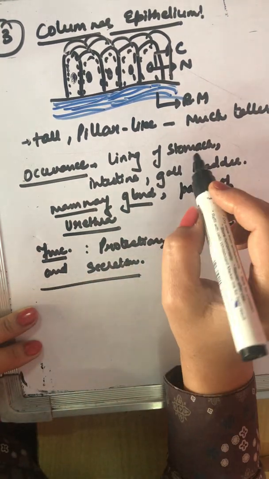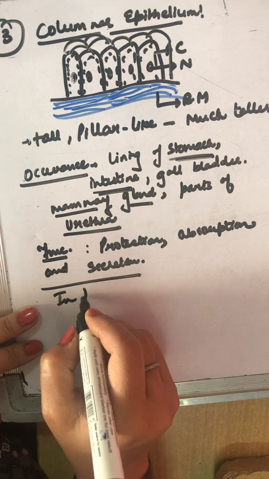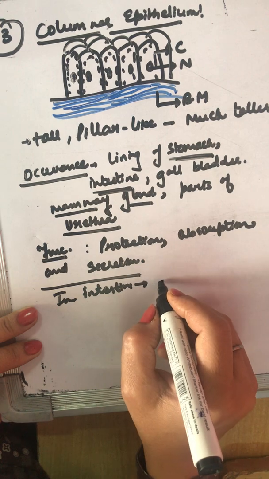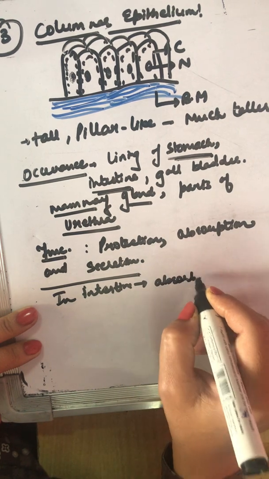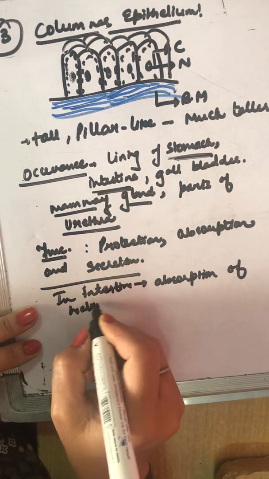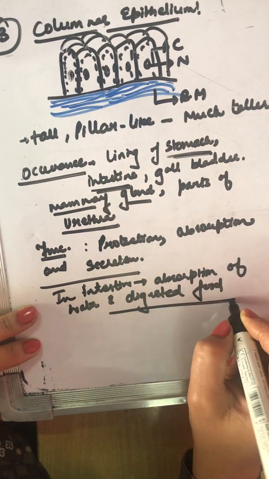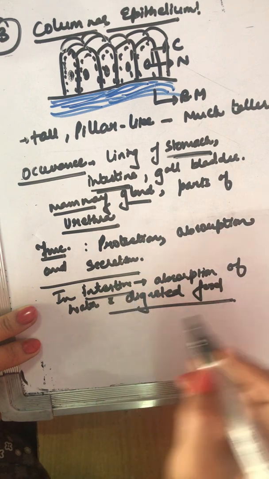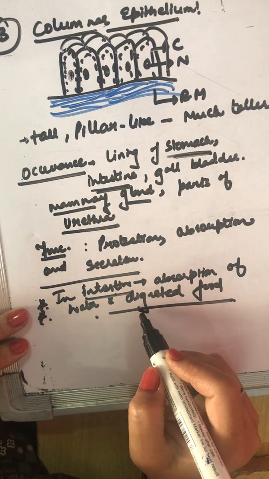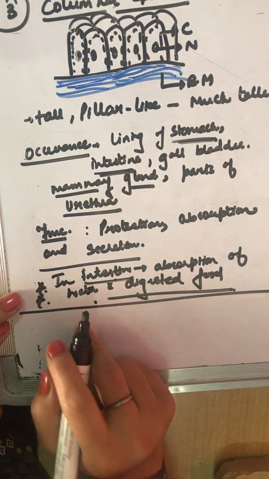And you know, when these are present, especially in the stomach area and in the intestine area, this is responsible and specialized for the absorption of water and digested food, because the maximum digestion takes place in the intestinal area and absorption of water too. So therefore its role gets specialized in the intestinal region. Fine. Moving to the ciliated epithelium, which is more or less concerned here only.